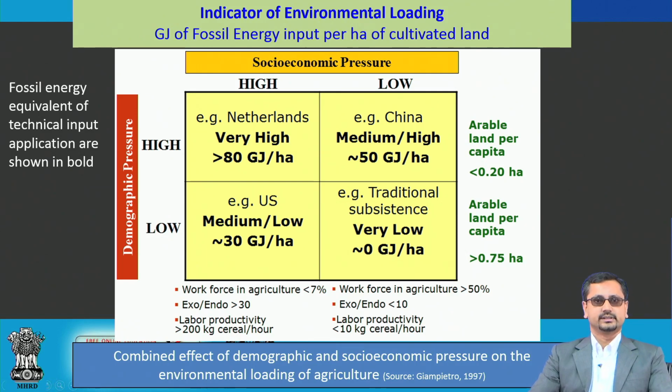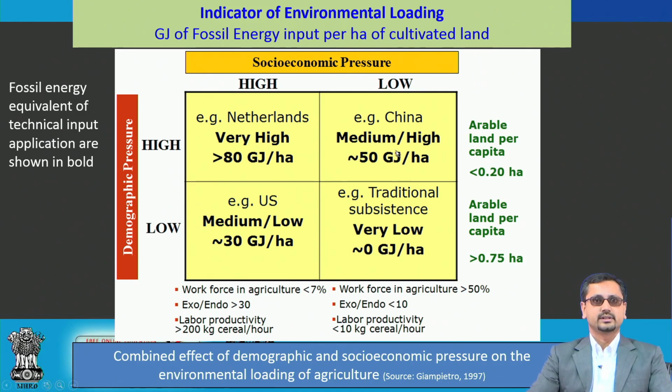The same authors have very meaningfully classified the different factors, including the socio-economic pressure and the demographic pressure, to demonstrate the combined effect of demographic and socio-economic pressures on the environmental loading of agriculture. The gigajoule of fossil energy input per hectare of cultivated land could be taken as an indicator of environmental loading.